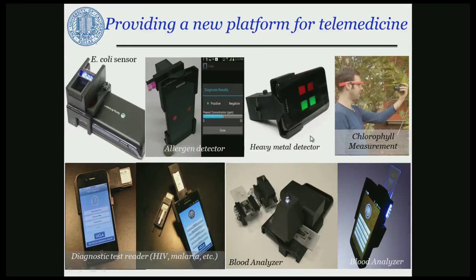And recently we've found another application for Glass, which is in this case quantification of chlorophyll content in leaves without any damage to the leaf. It's also working in a similar way. It's based on imaging and machine learning.